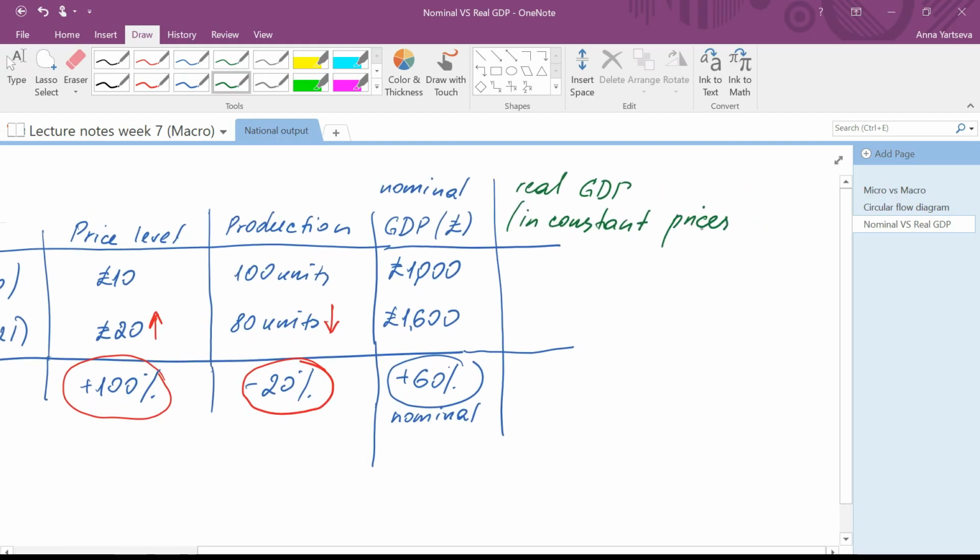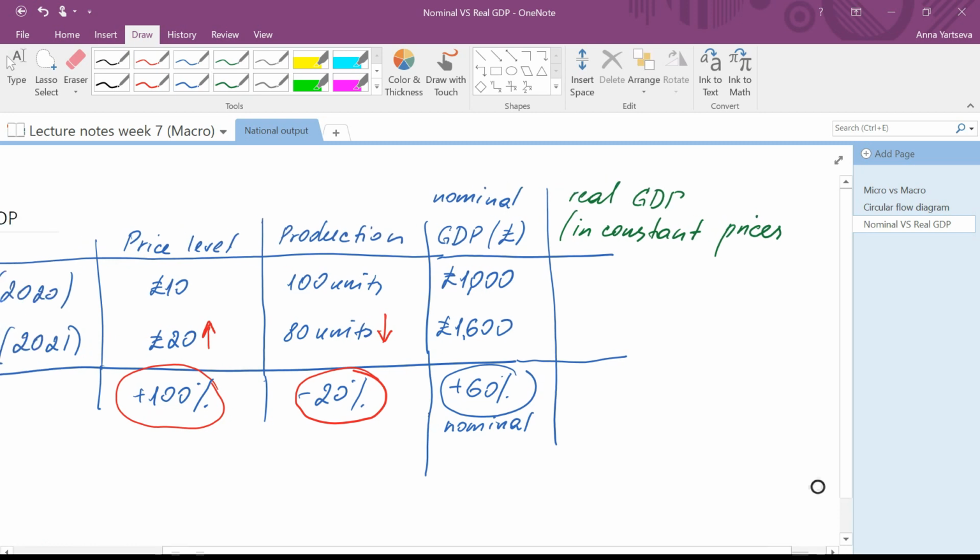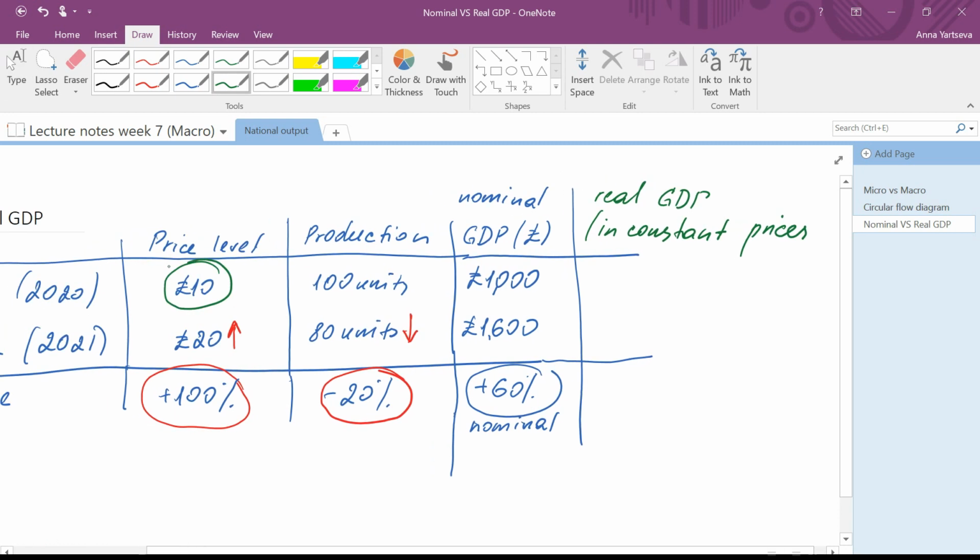In other words, let's assume that our prices haven't changed. If our prices remain the same, if we fix our price level at £10, what would be the value of our production? This year we've produced 100 units at a constant price level of £10, so the value of our GDP remains £1,000. This is our base year. We try to recalculate all our time series using this year's data, price level from 2020. And let's now replace our actual price level in next year with £10, with our constant prices. So these are our constant prices.